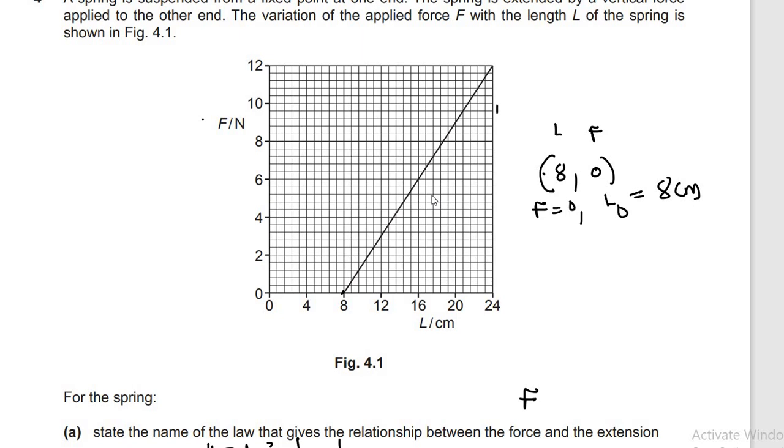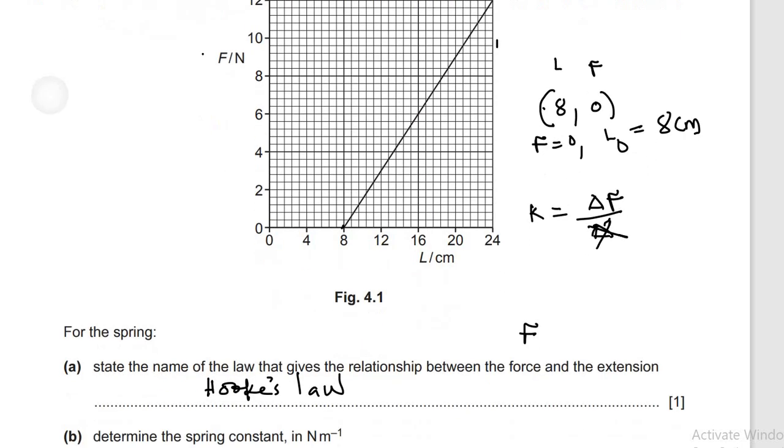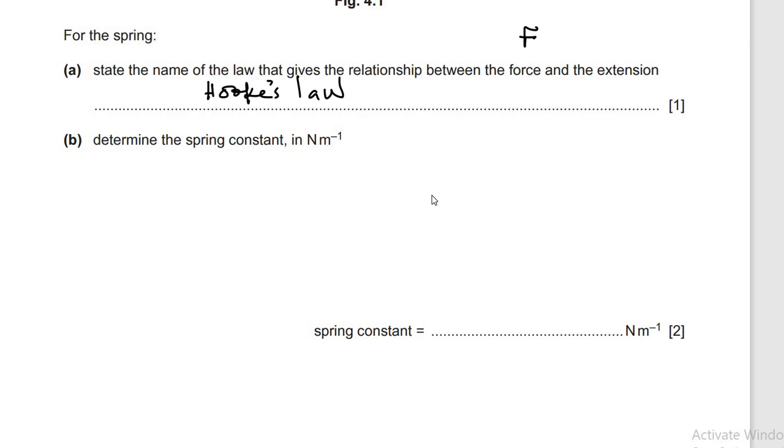The gradient will be change in F over change in E, or over extension. Anyway, the gradient of this graph is K, that's change in F over extension. Hooke's law is F equals KE. So K is F over E. That's it. So from the graph, let's go back to the graph.